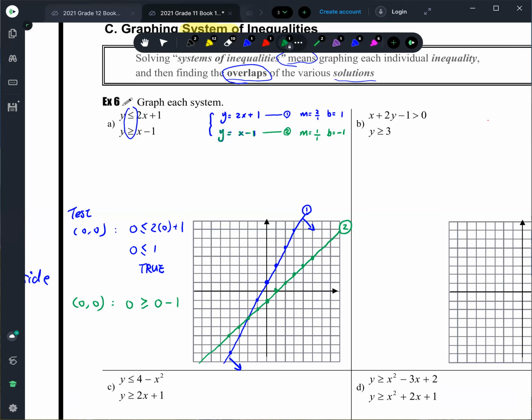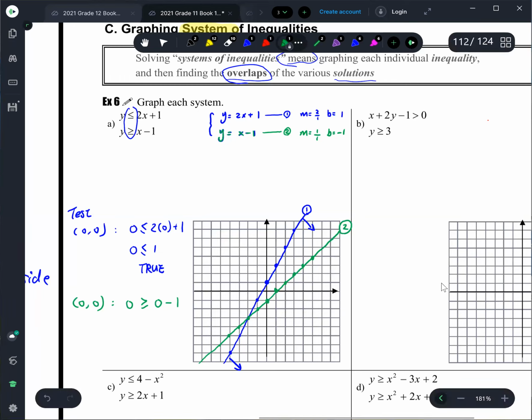Okay, can you raise your hand if you finish both graphs? Okay, don't want to go too fast, all right? Please raise your hand if you finish drawing the 2 lines.